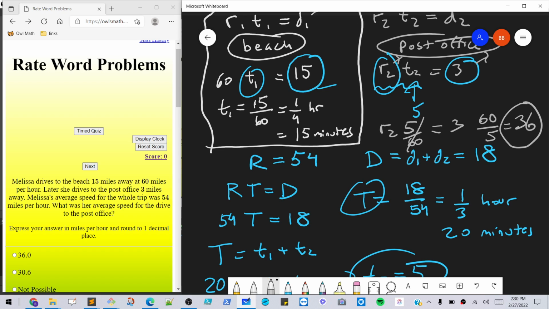We solve for each variable, and we have the rate to the no, sorry, the speed. The post office is 36 miles per hour. It does make sense because if you look at the first trip, it was going 60, and the second trip to the post office is 36, and those average together to 54. Kind of logically makes sense. So let's check the answer here.